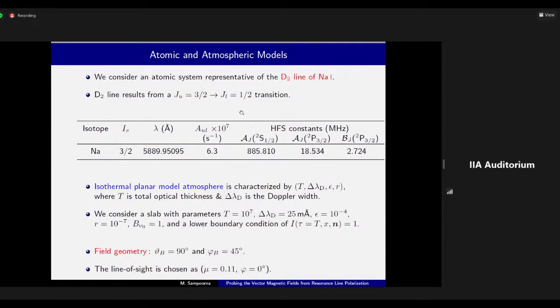For our numerical studies, we consider an atomic system representative of the D2 line of sodium-1. The D2 line results from a Ju equal to 3/2 to Jl equal to 1/2 transition, and all the atomic parameters and the HFS constants are given in this table. Because the computations are expensive, for exploratory purposes we have used isothermal planar model atmospheres, which are characterized by this set of parameters. We have chosen an atmosphere which is nearly semi-infinite. The field geometry is chosen to be horizontal, and the line of sight is chosen as nearly tangent to the limb.